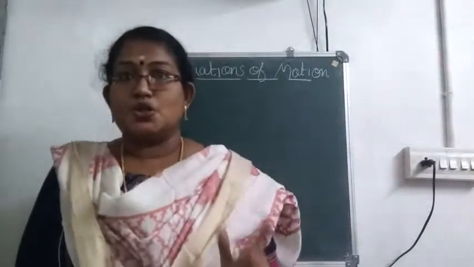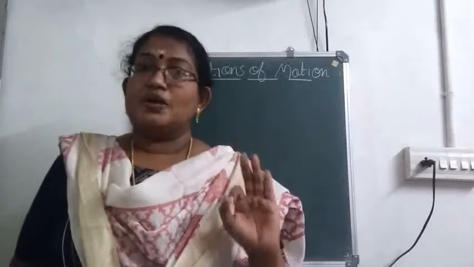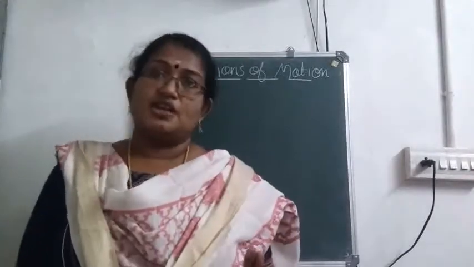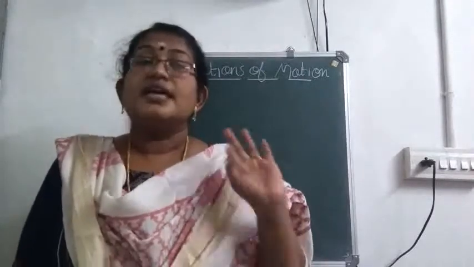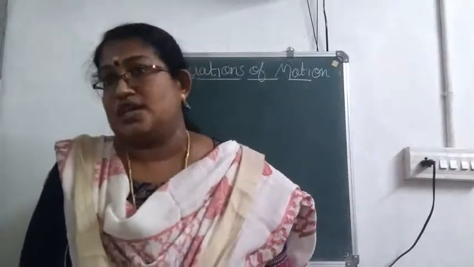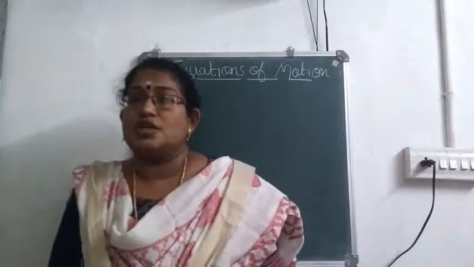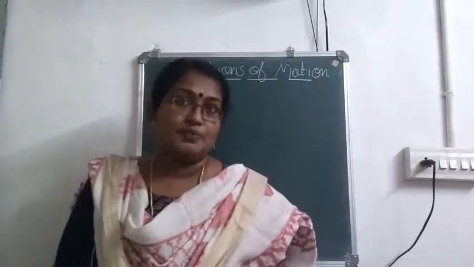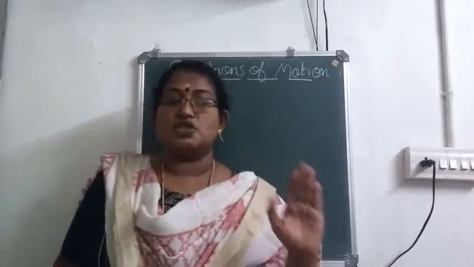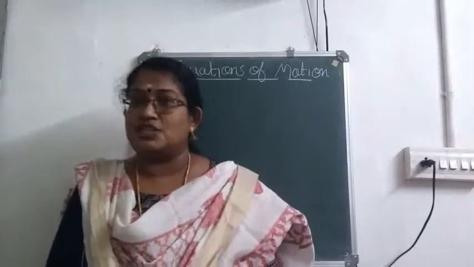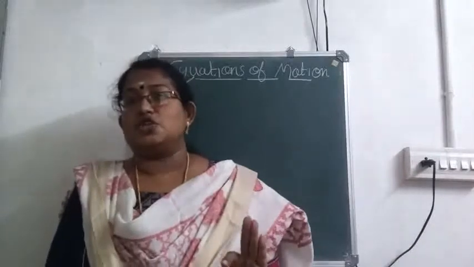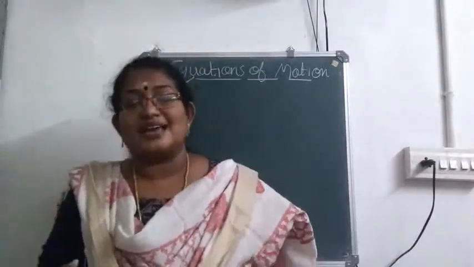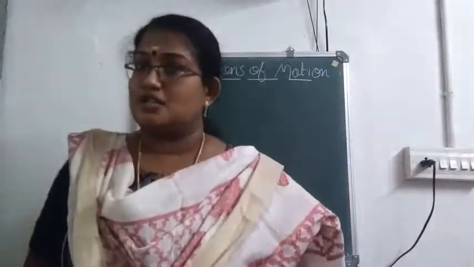So for a body moving with uniform acceleration, we have three different equations, and these are known as the equations of motion, named as equation 1, equation 2 and equation 3. These equations relate velocity, acceleration, time and displacement.